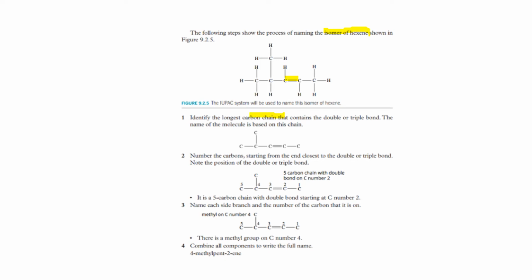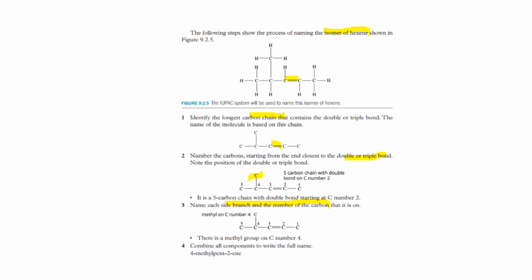What you need to do here, once again, step number 1, identify the longest chain that contains the double or triple bond. The name of the molecule is based on this chain. Number 2, number the carbons starting from the end closest to the double or triple bond. Number 3, name each side branch and the number of the carbon it is on. Once you have identified the double bond, you look at where the side chain or branch is. So you know there's a methyl. In this case, it's on the 4th carbon.